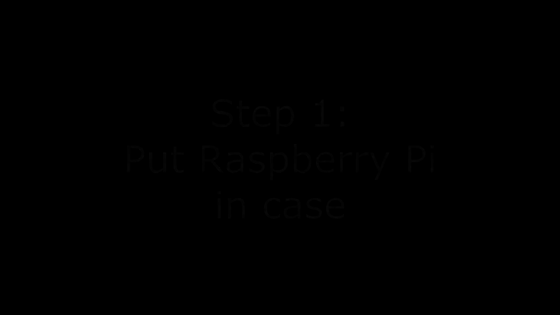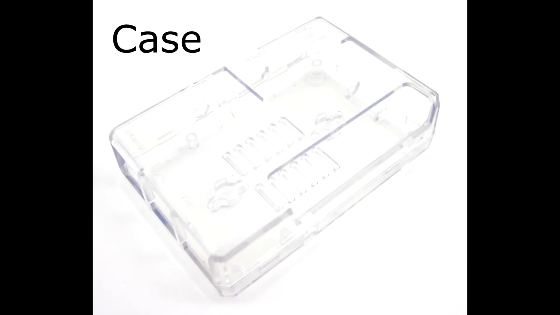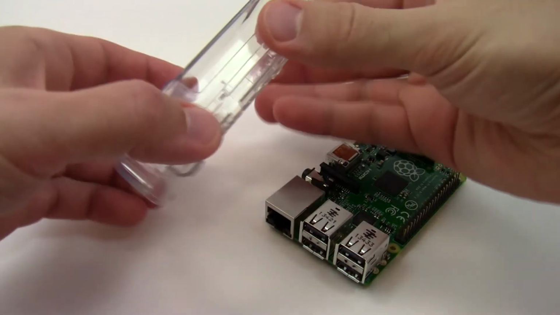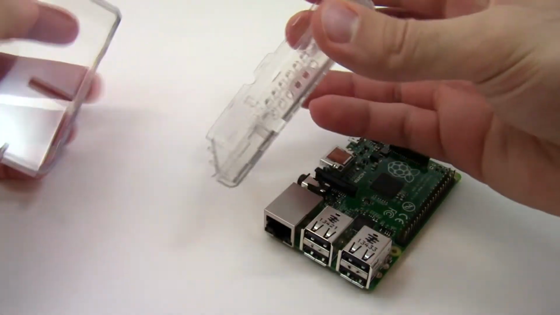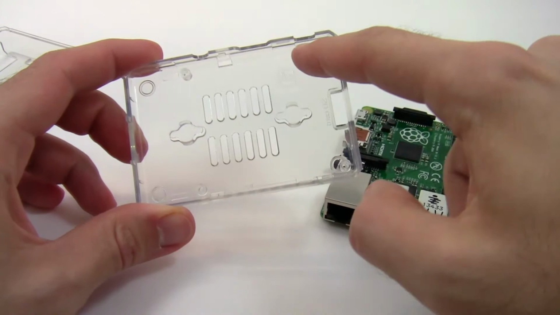You'll need the Raspberry Pi itself, which you just unpacked, and the clear plastic case, which should also be in your kit. Pause the video here if you need time to find the case, and remember that you can always pause or rewind the video if you get stuck or need more time to complete a step. To put the Raspberry Pi in the case, first, gently pull apart the top and bottom halves of the case.